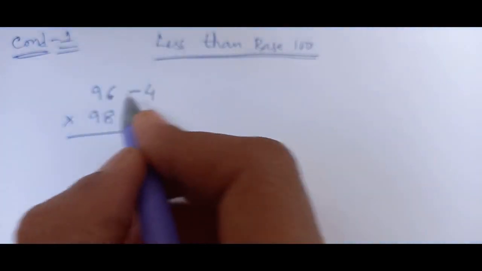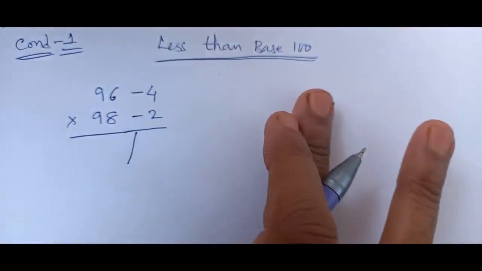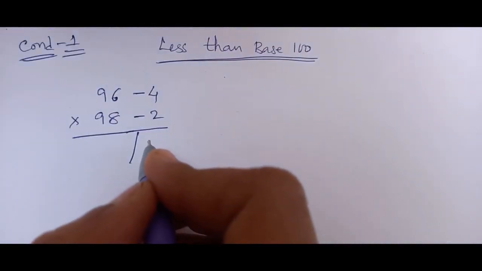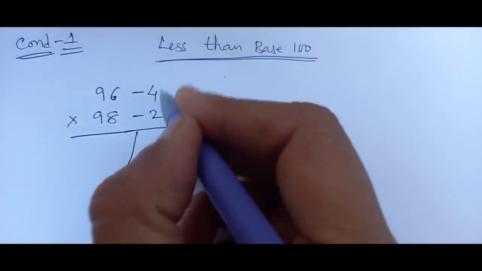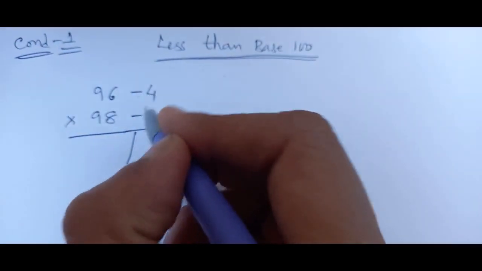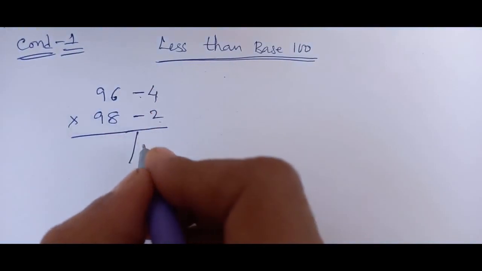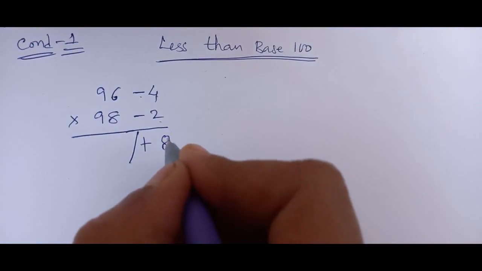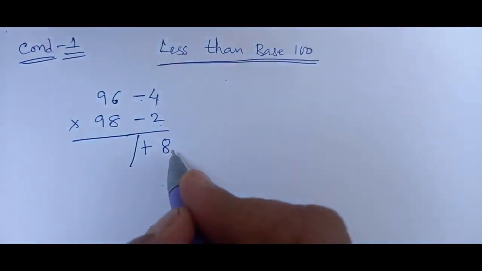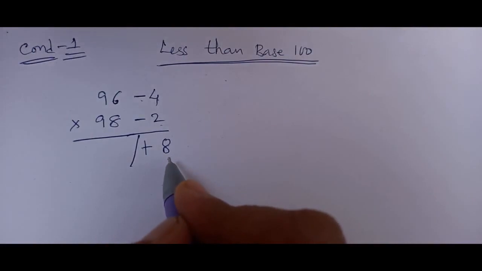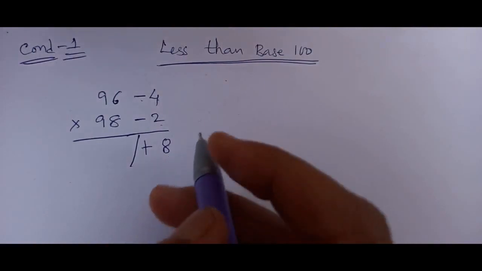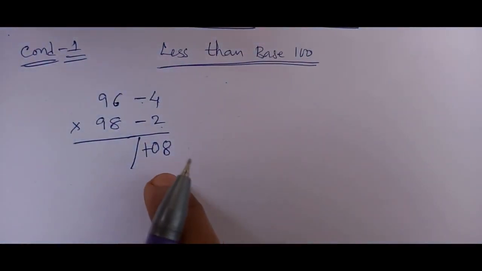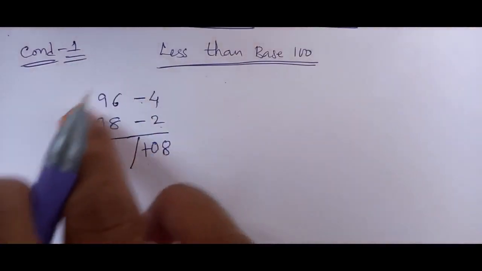Here we need to write the answer in two parts: right hand side part and left hand side part. In the right hand side part, multiply these two numbers. Minus 4 into minus 2, minus into minus is plus 8. Here base is 100, so the maximum digits in the ones place is 2. If we obtain a single digit, you need to add 0 here. If we get the answer in 3 digits, then 1 digit should carry over this side.